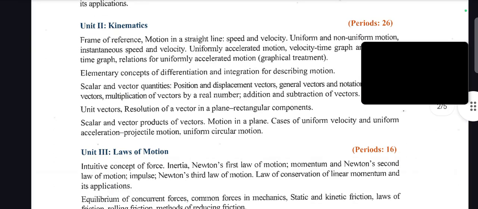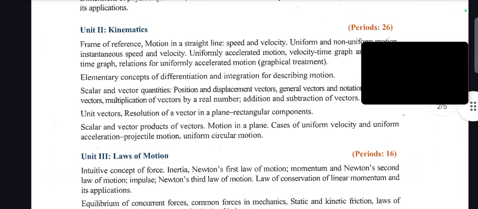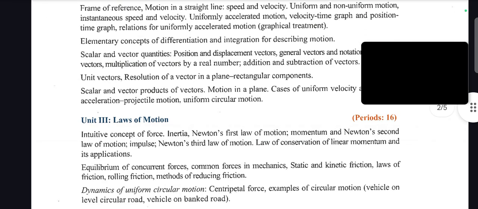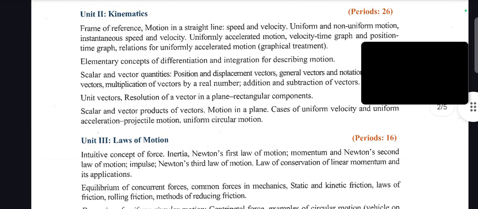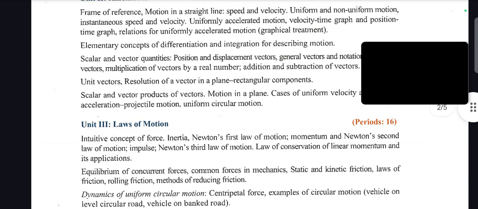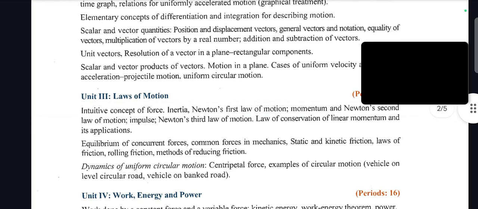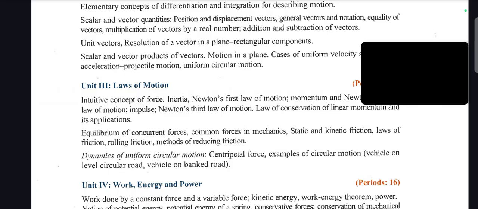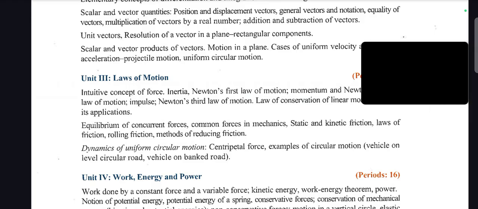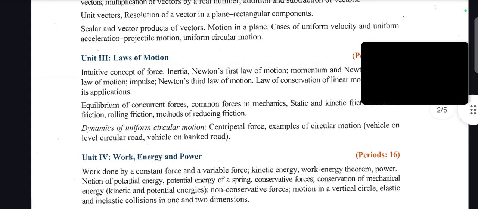Then in Unit 2, they will ask kinematics: frame of reference, motion in a straight line, speed and velocity, uniform and non-uniform motion, instantaneous speed and velocity, uniformly accelerated motion, velocity-time graph and position-time graph, relations for uniformly accelerated motion, elementary concepts of differentiation and integration for describing motion, scalar and vector quantities, position and displacement vector, general vectors and notation, equality of vectors, multiplication of a vector by a real number, addition and subtraction of vectors.